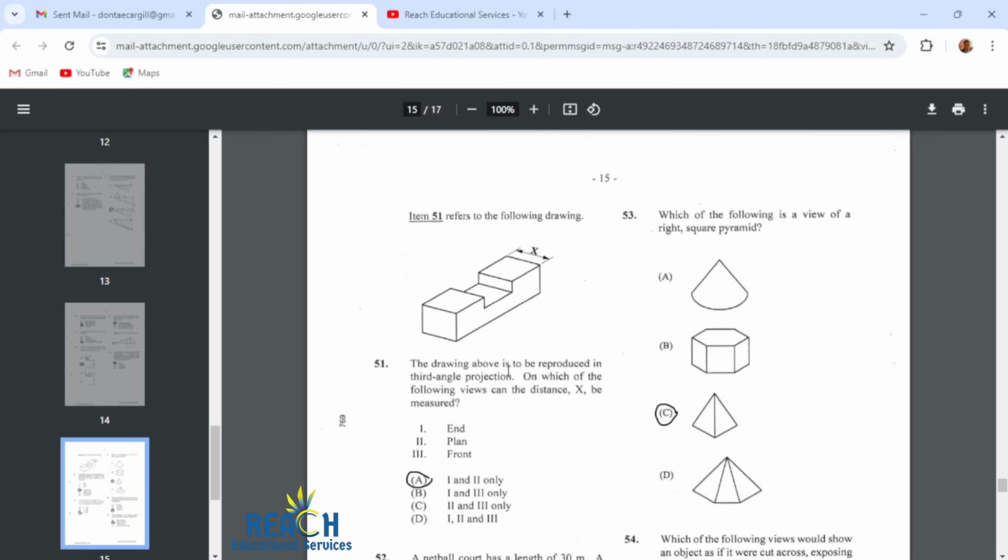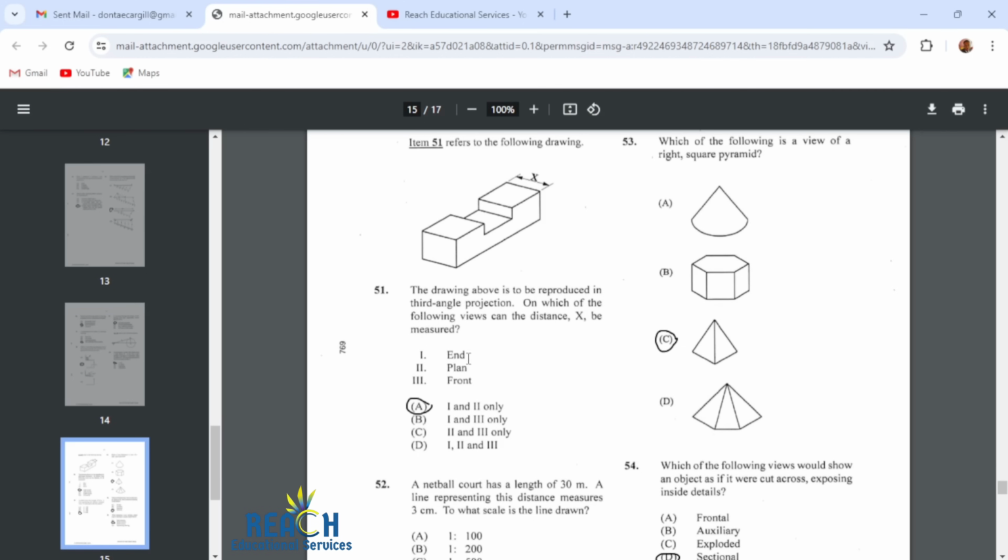51. The drawing above is to be reproduced in third angle orthographic projection. On which of the following views can the distance x be measured? That would be on the plan view and also the side or the end view, so that would be 1 and 2 only. You wouldn't see it on the front, but you would see it on the plan view and the end view.